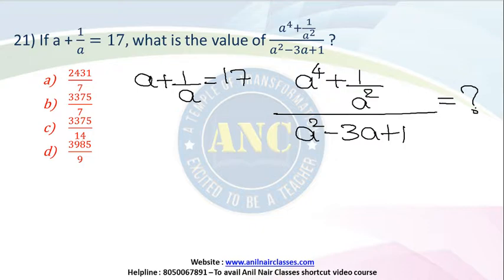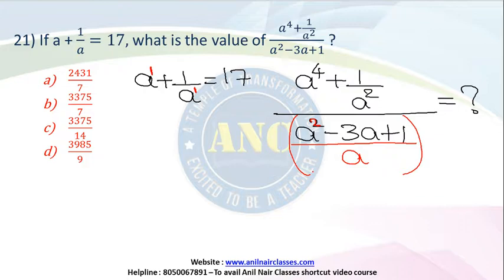Now it is very simple to solve this kind of question. Why? Because the question gives you a condition wherein the power of a is 1: a power 1 plus 1 by a power 1. But the question has a power of 2 here in the denominator. I want to reduce that power of 2 to a power of 1. How can I reduce it? It is very simple: divide the entire expression in the denominator by a power 1.